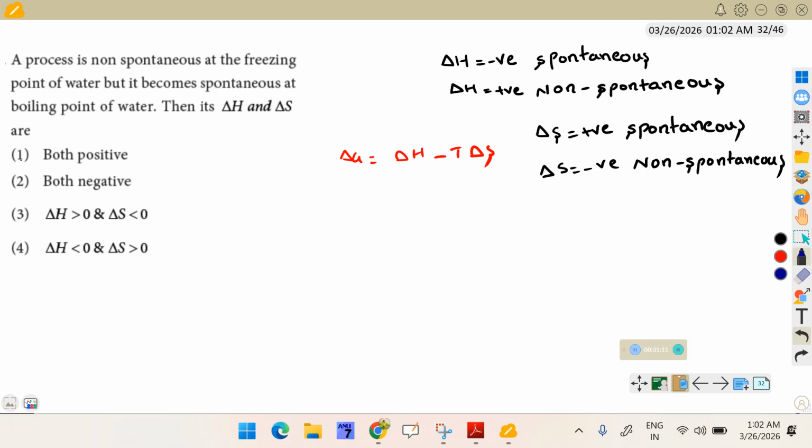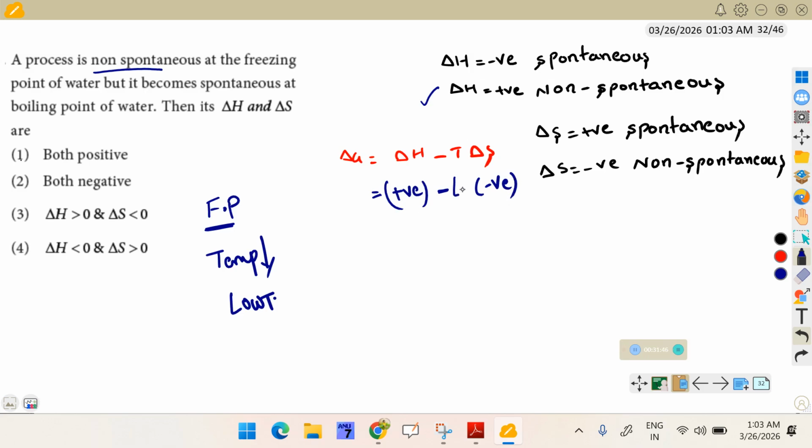A process is non-spontaneous at the freezing point of water. Freezing point of water. Temperature decreases. Low temperature is required. Okay. Now, non-spontaneous. In non-spontaneous condition, delta H value is positive and delta S value is negative.